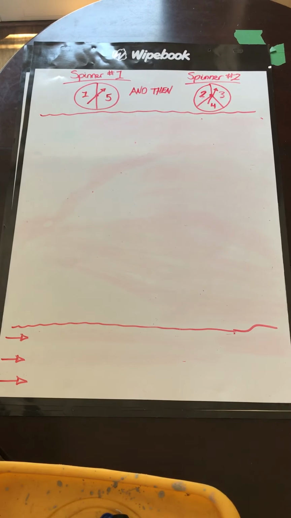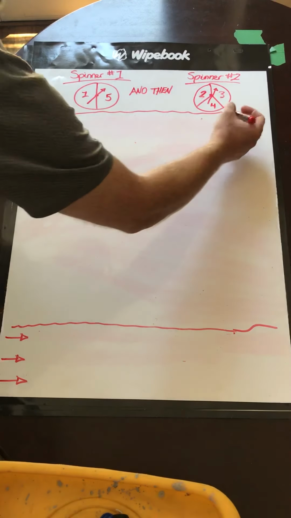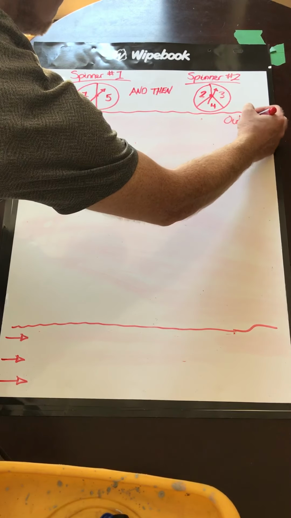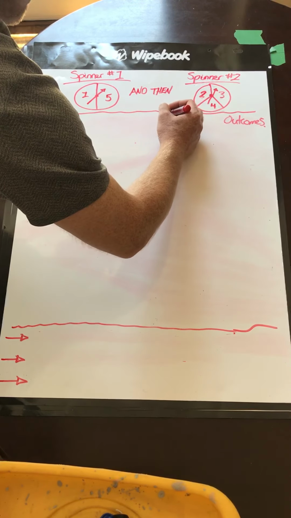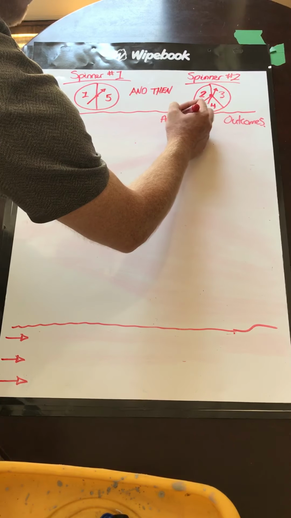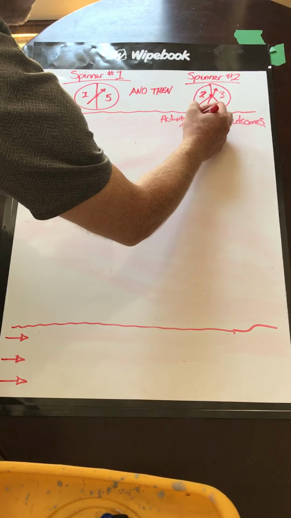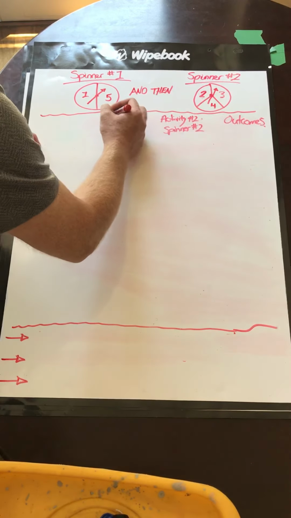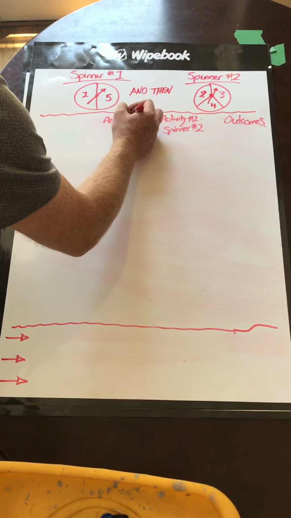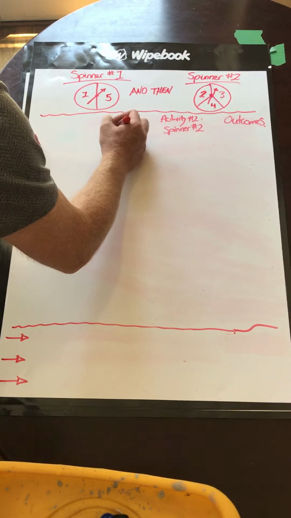To help us come up with all the outcomes and then be able to calculate probability, we want to create a tree diagram. I've put the spinners up here to help us out. What we want is to know all of the outcomes. We have the second activity, which is activity number 2, spinner number 2, and then we have activity number 1, which is spinner number 1.